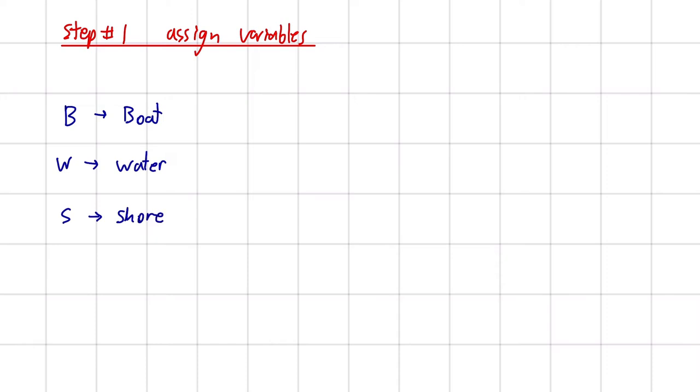Some more information about the boat. We know it's going to be moving, and this is our object. So we have a moving object. The water is also going to be moving. The water is our moving medium. You could also call this the current, but I'm calling it the water.